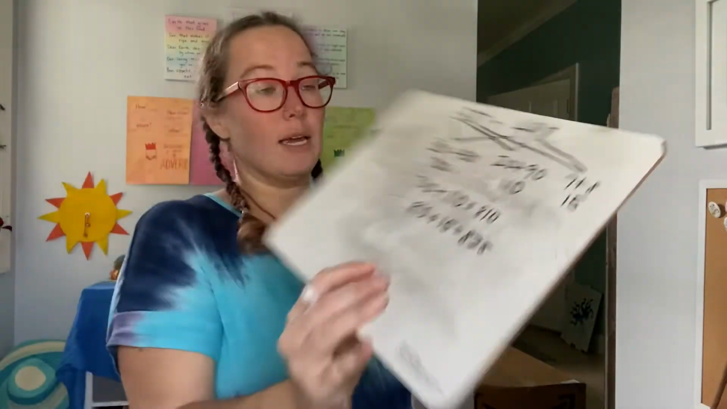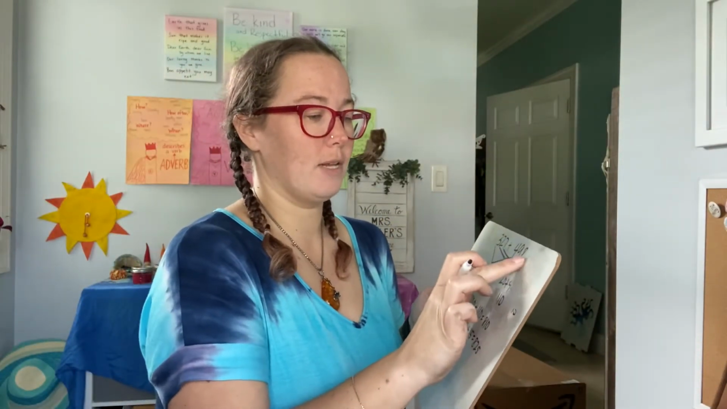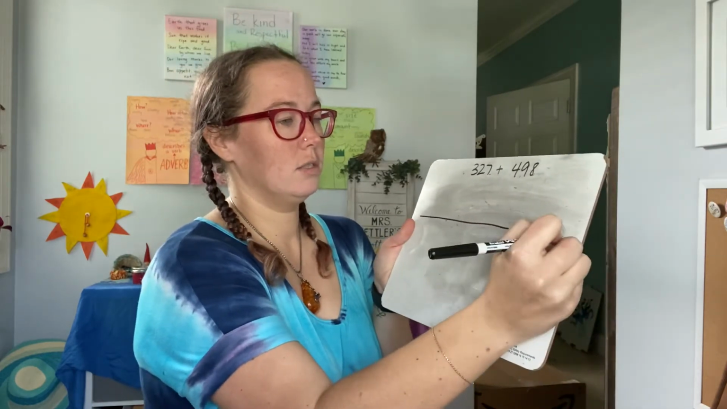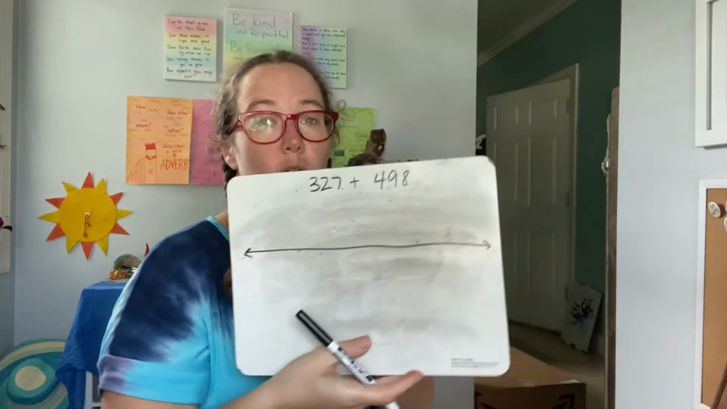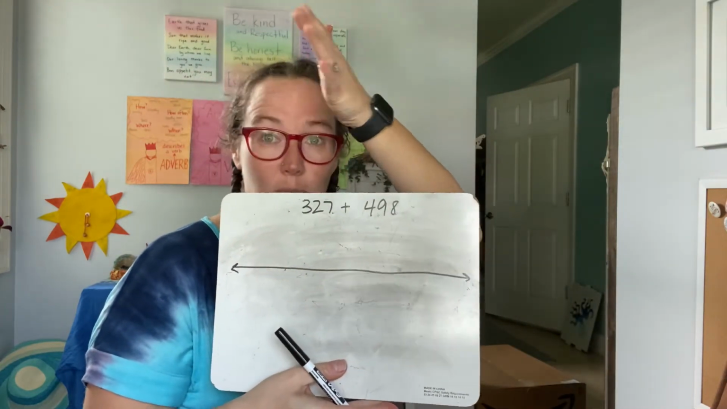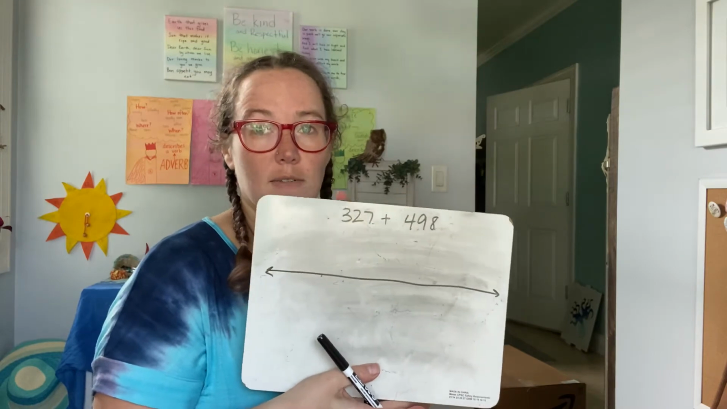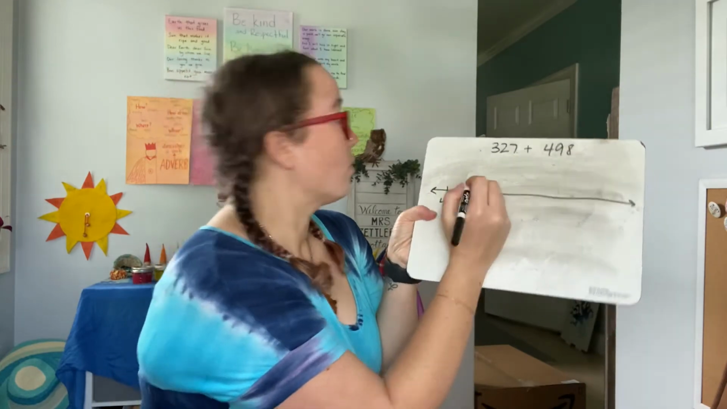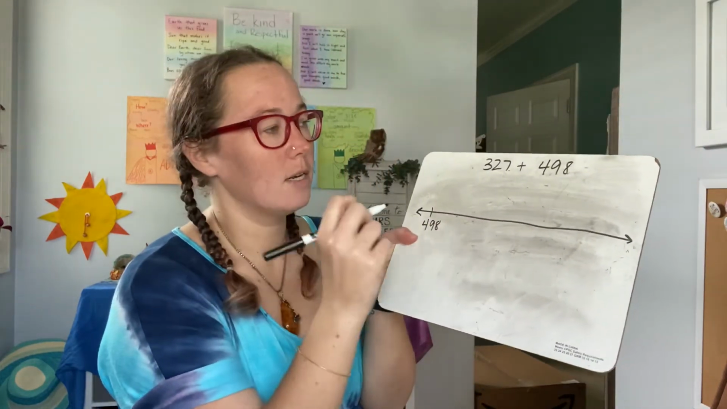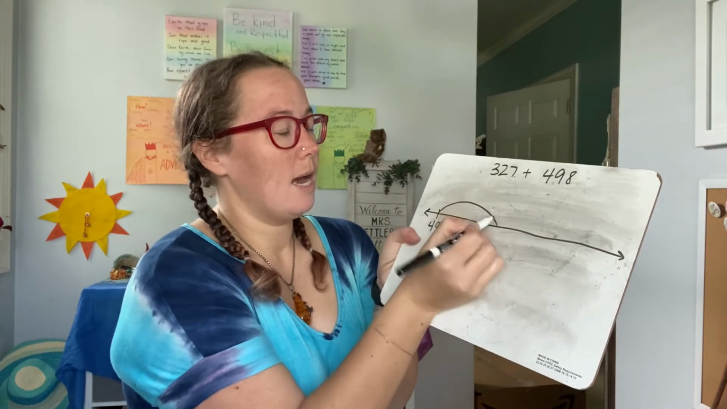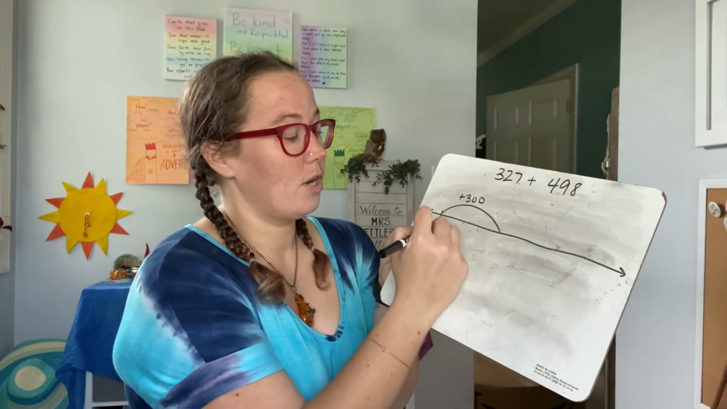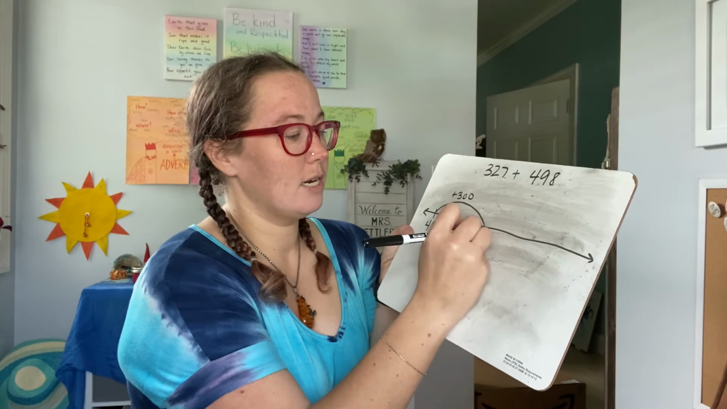All right, last way is our number line. So for a number line, we would draw our number line here. We are going to start with, well, really you could start with either number. I'm going to start with the bigger one just because it leaves less to add to it. So I'm going to put 498 right here. And then I'm going to jump my number line. I am going to go ahead and jump 300 because I know I can add 300 to 498. So that would give me 798 right here.